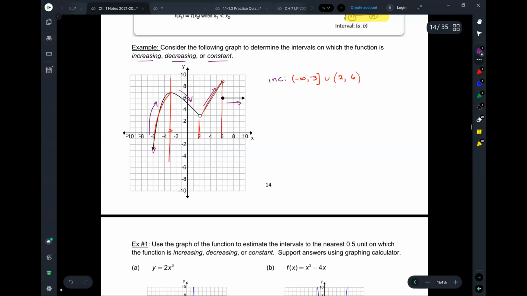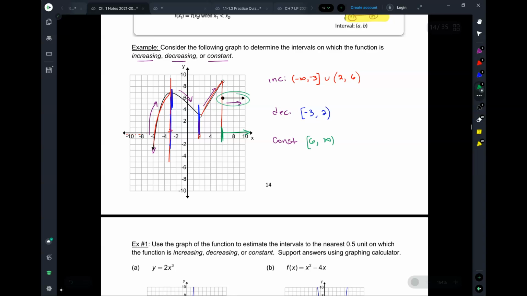Okay, so where is the function decreasing? The function we said is decreasing in this range from here to here. That's from x equals negative 3 to x equals 2. Negative 3 to 2. Closed here, we have to leave it open there. When is the function constant? The function is constant in this region. That's from x equals 6 to infinity. So I say 6 to infinity.